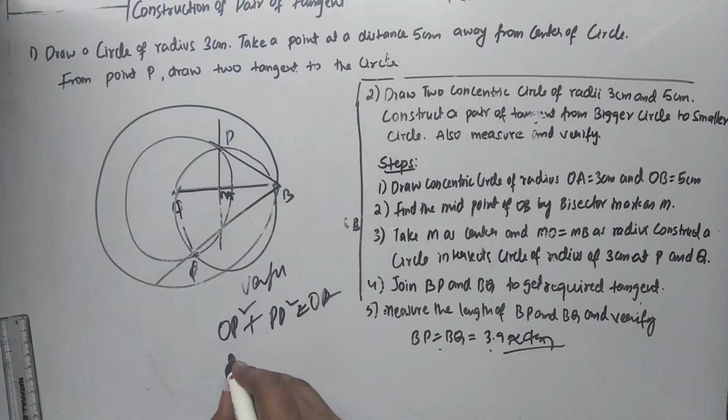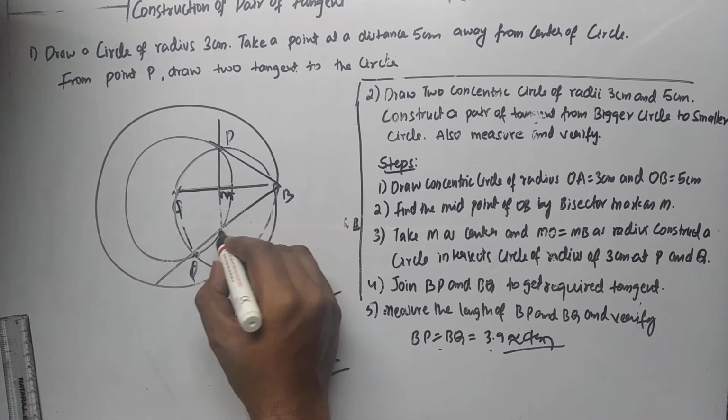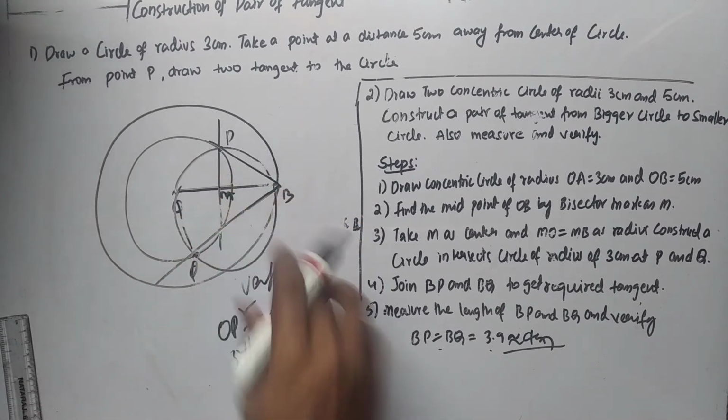So this is 3, this is 4, this is 5. So 9 plus 16 is equal to 25. So 25 is equal to 25. So we have verified with the help of Pythagoras theorem. Okay, the value which you got for the tangents is correct.